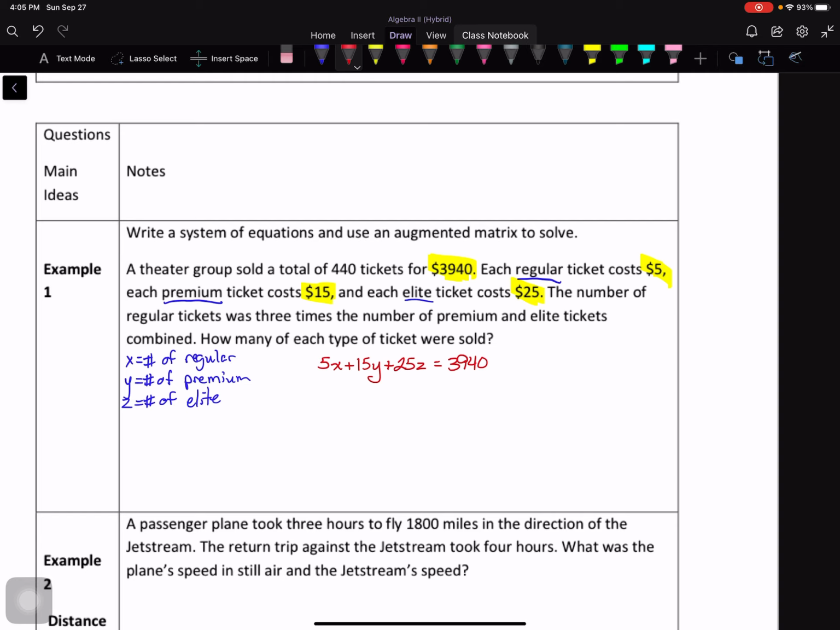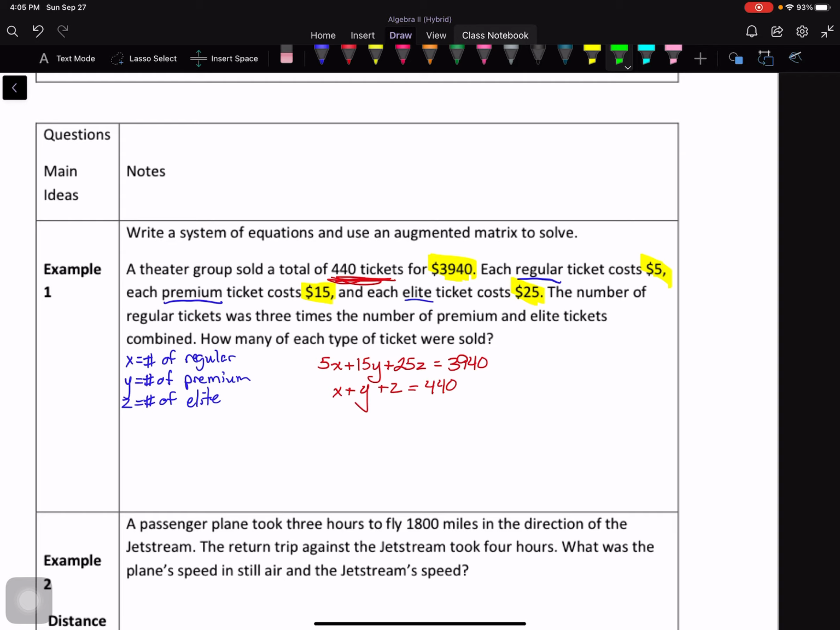Okay, so that one was pretty easy. We also have enough information right here. There's a total of 440 tickets. We could say that the number of regular plus the number of premium plus the number of elite was 440. So usually there's going to be one that involves X plus Y plus Z equals a total amount of whatever. The third one's going to be a little bit more difficult to see, but it does come from our second to last sentence.